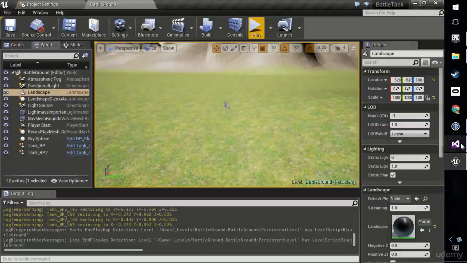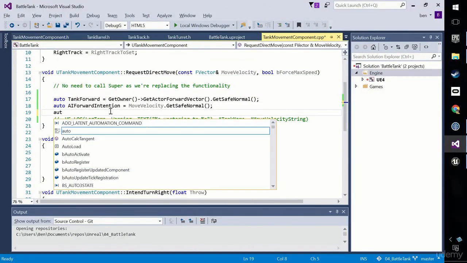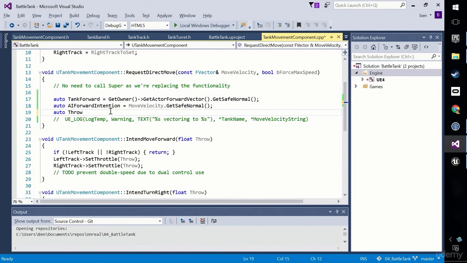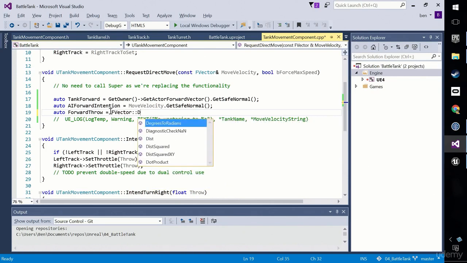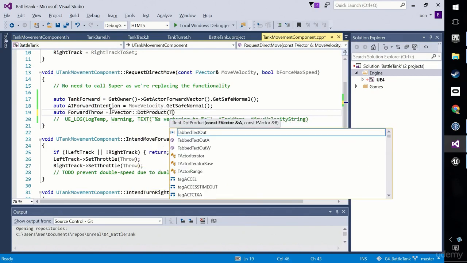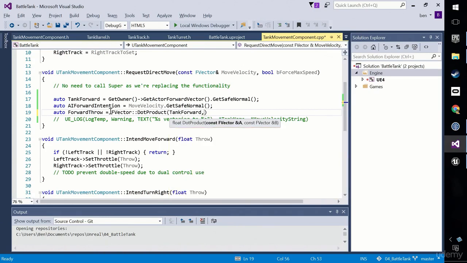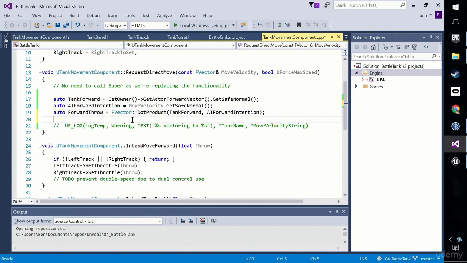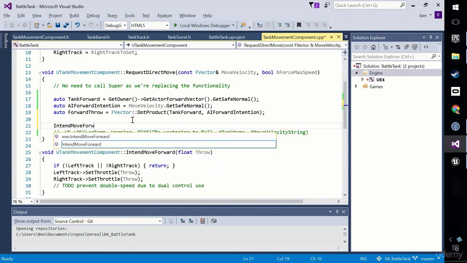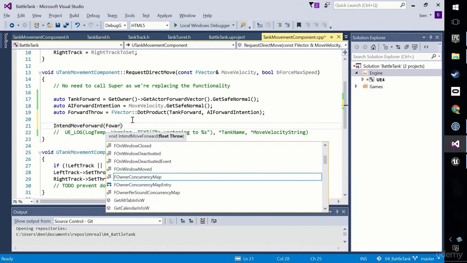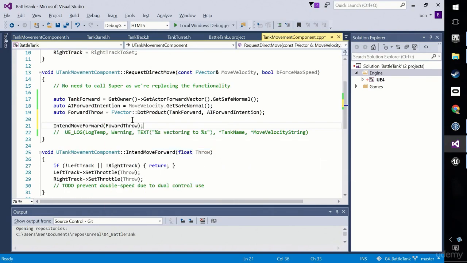Okay, so let's take a little look at what code we need to write. We want to say something like AI auto, required throw, or forward throw, equals F vector dot product between the tank forward and the AI forward intention. Okay, now, let's send that to intend move forward. Forward throw. Simples. Okay, let's see what happens there.